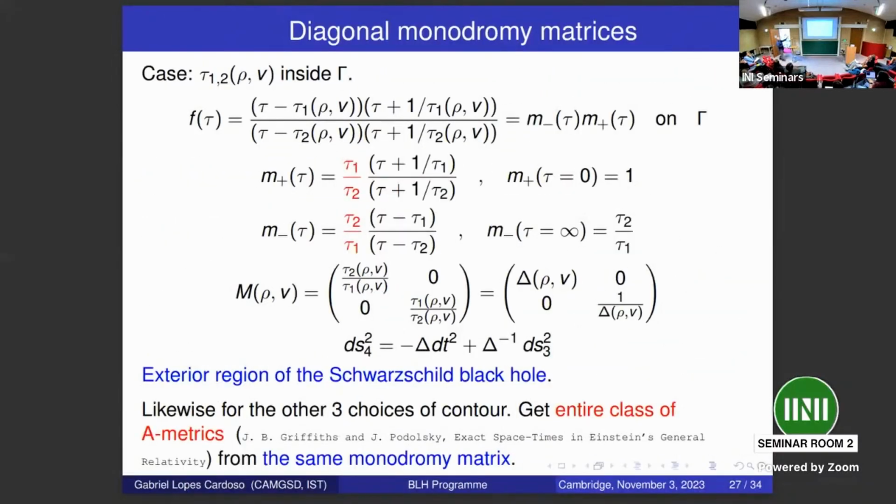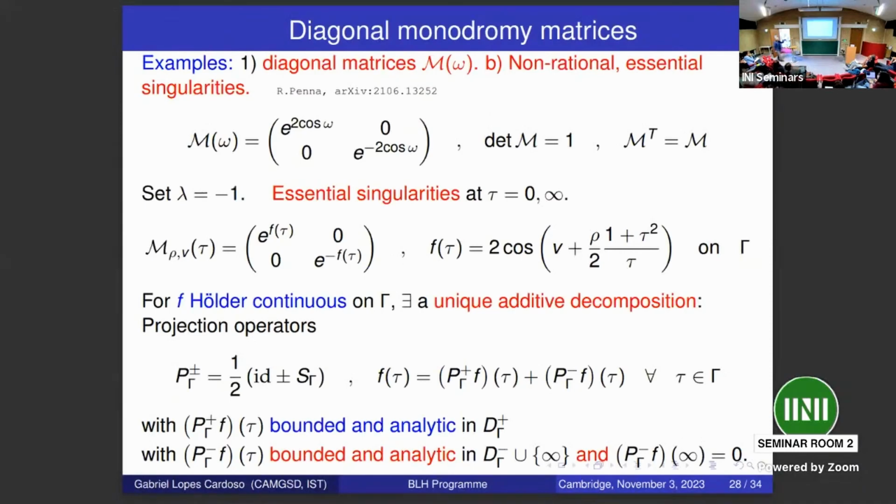All right, so that was the simplest monodromy matrix you could pick. Let's complicate things. So here is now a diagonal matrix that is non-rational and has essential singularities, given like so. And this is a matrix that was analyzed recently by Robert Penna, who will also be at the workshop. So here you have that thing.